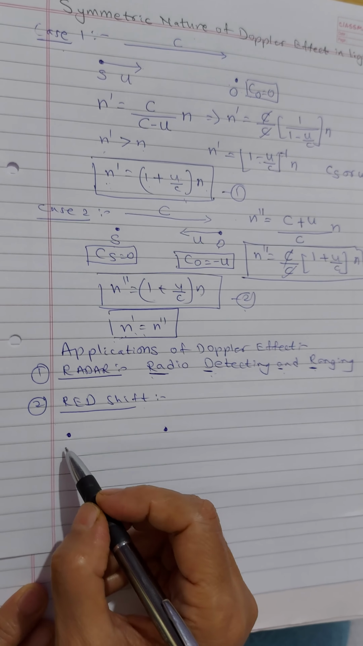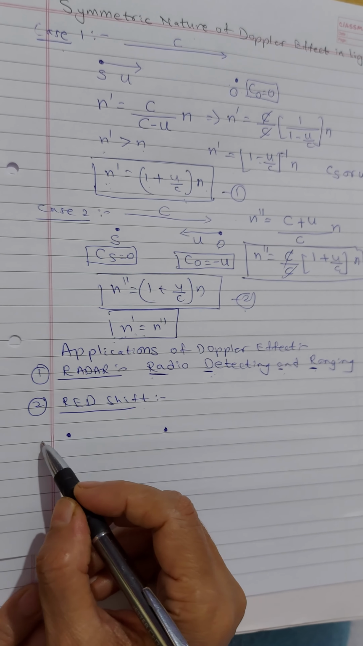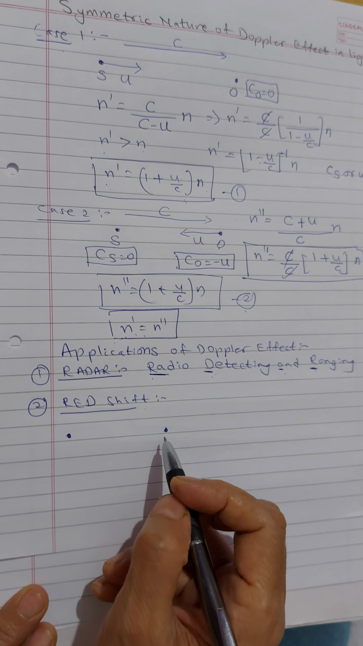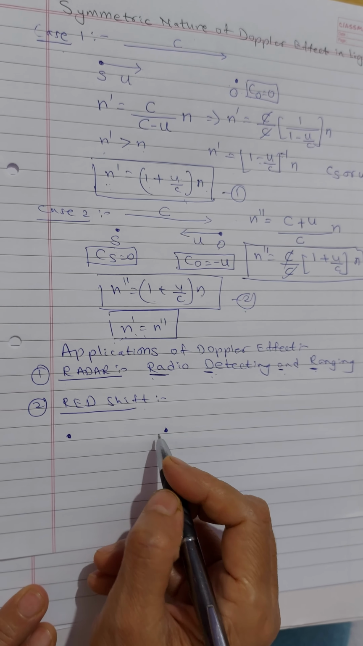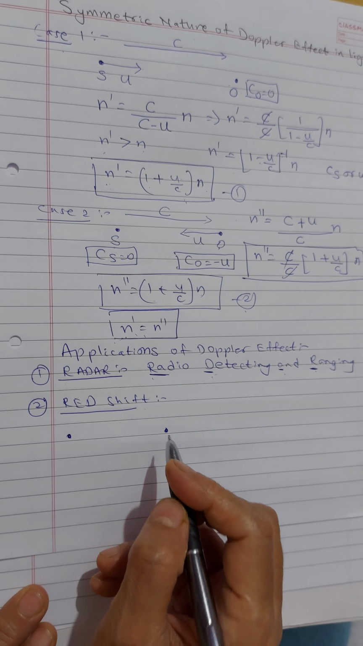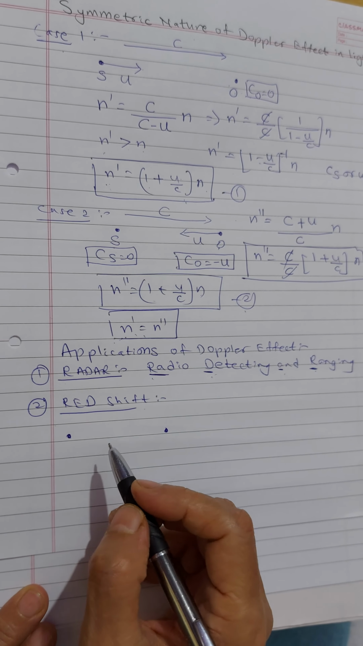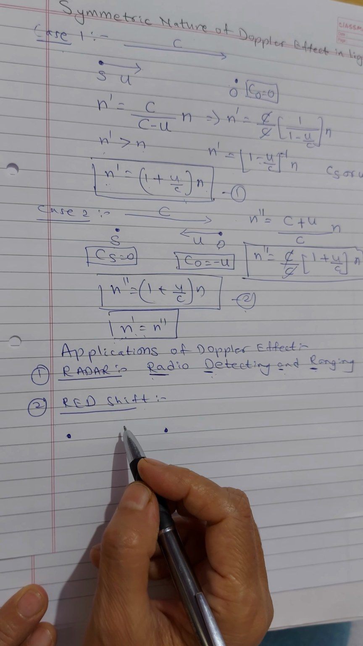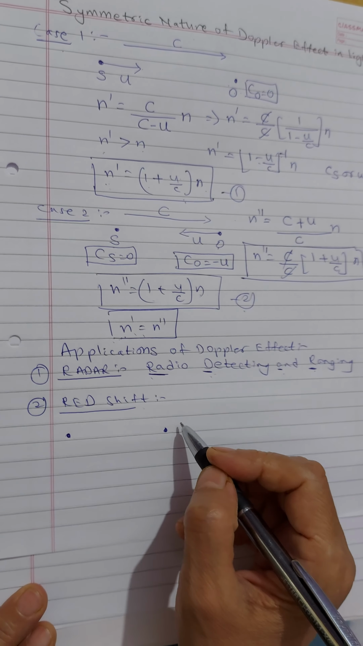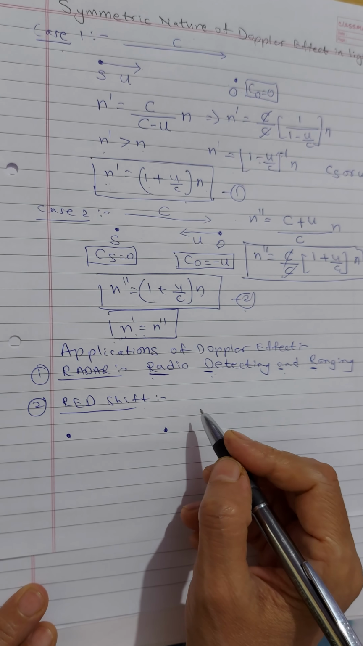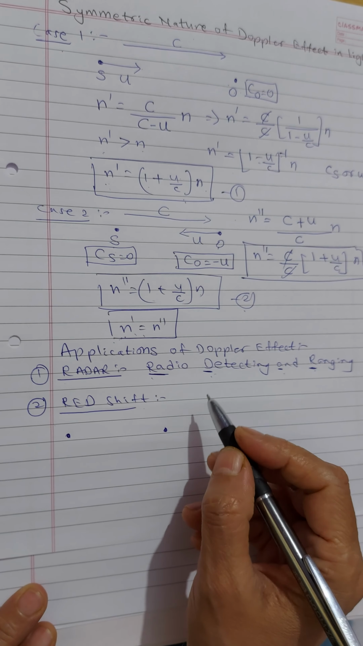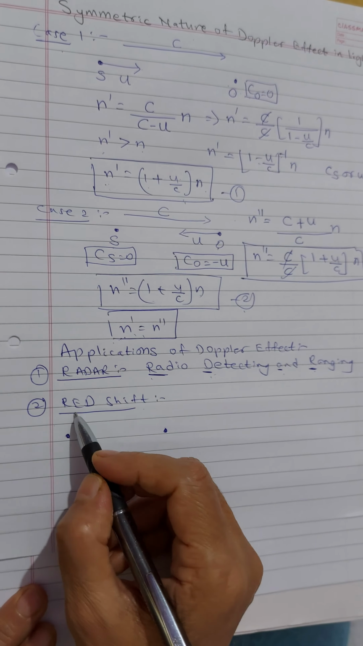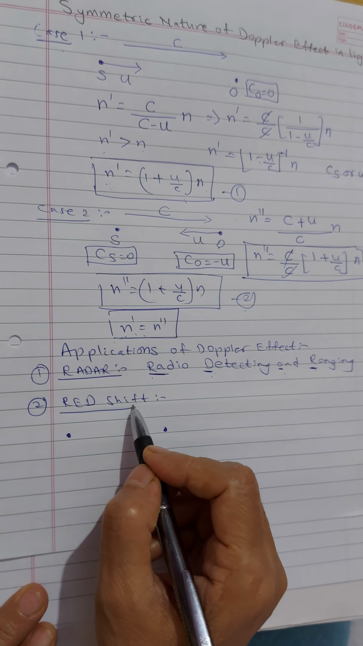Okay, so if the star is moving away from the observer who is on the earth, and if we take the spectrum of light from the moving star superimposed on the stationary spectrum produced, what we observe is that the spectral line corresponding to the star will shift towards the red end of the stationary spectrum. This is basically called the red shift.